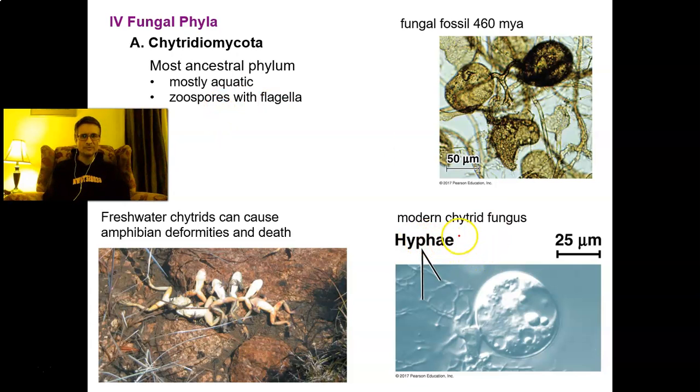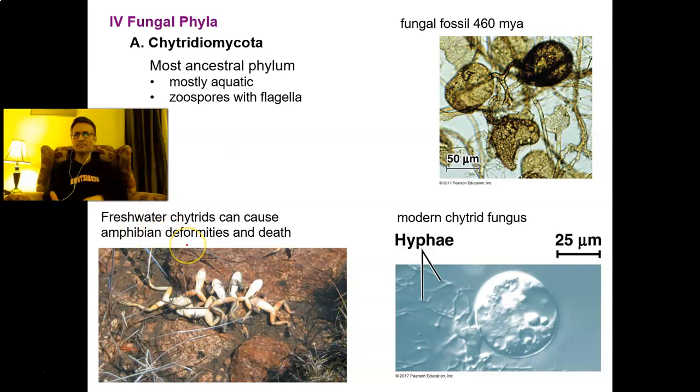Here's a picture from your textbook of a modern chytrid fungus. Notice its superficial similarities to our fossil fungi. We see the hyphae clearly. We also see these large globular reproductive structures. One final note about the Chytridiomycetes is that at least some species cause harm to a number of amphibian species in fresh water.